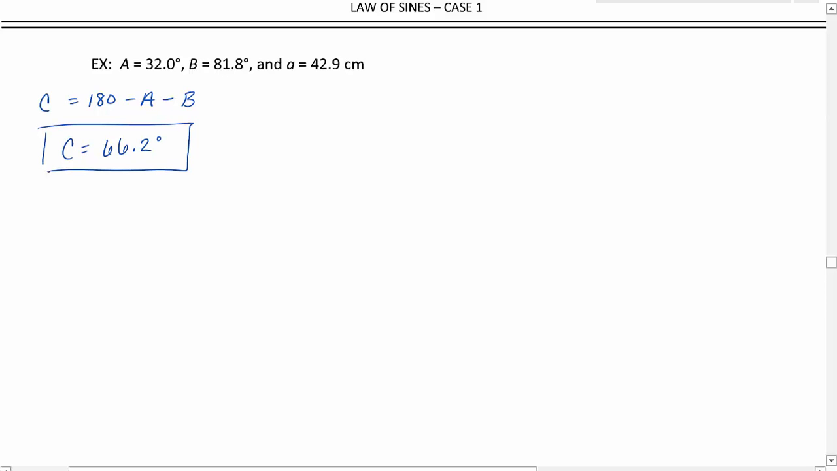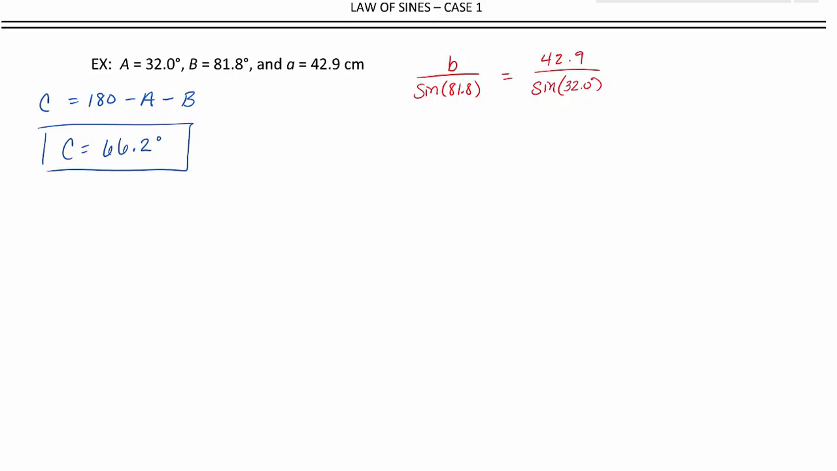On to the sides. Our first side, find whichever one you like. I'm going to find side B first. Side B over sine of angle B is equal to, remember to use the known pair both times that you were given. That's 42.9 over sine of 32. We'll cross multiply.